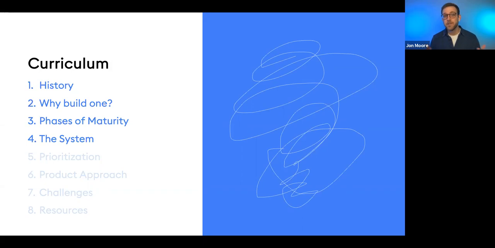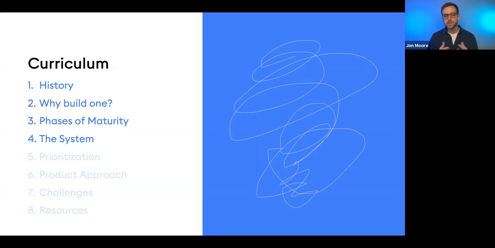Number 3, we'll talk about the phases of maturity of a design system. I think one of the biggest misnomers of design systems is that it's all or nothing. And I'm a proponent of that's not necessarily the case. There are different maturity levels of your design system. As your business grows, as your team grows, and as your needs continue to evolve, your design system will start looking different. And then lastly, we'll look at the actual system itself, and we'll break it down into a bunch of categories of the different types of things that you might find in a design system.